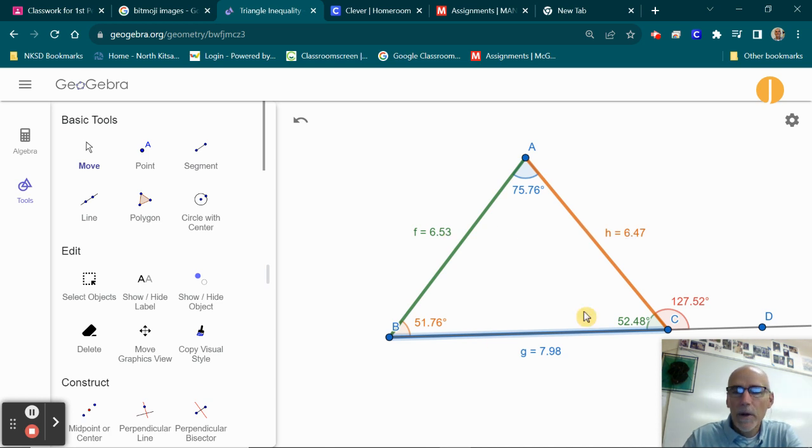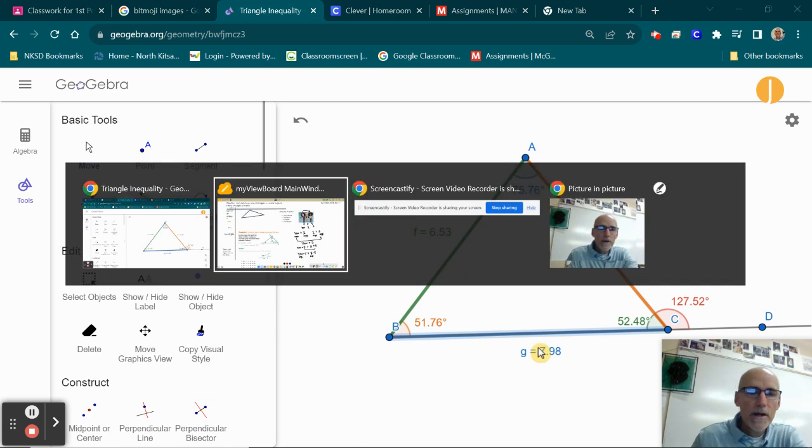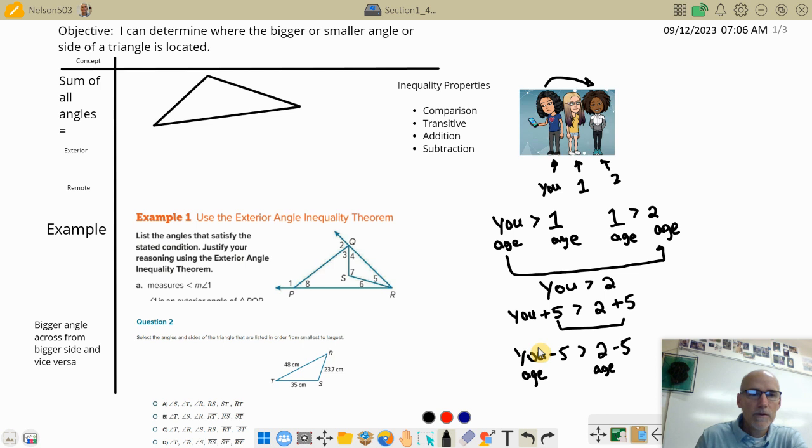Well, what kind of comparison can be made from these 6 values right here, these 3 interior angles and these 3 side lengths? Somebody would say, well, look, here's the smallest angle. There's the smallest side, the shortest side. Here's the next largest angle. Here's the next largest side. Here's the largest angle. Here's the largest side. So that's what the triangle inequality is all about. That the smallest side is going to be across from the smallest angle.